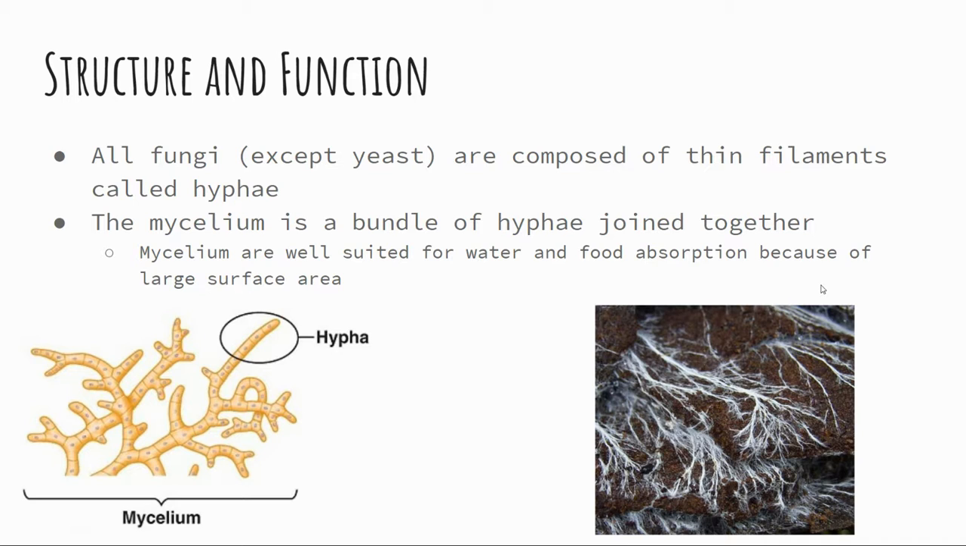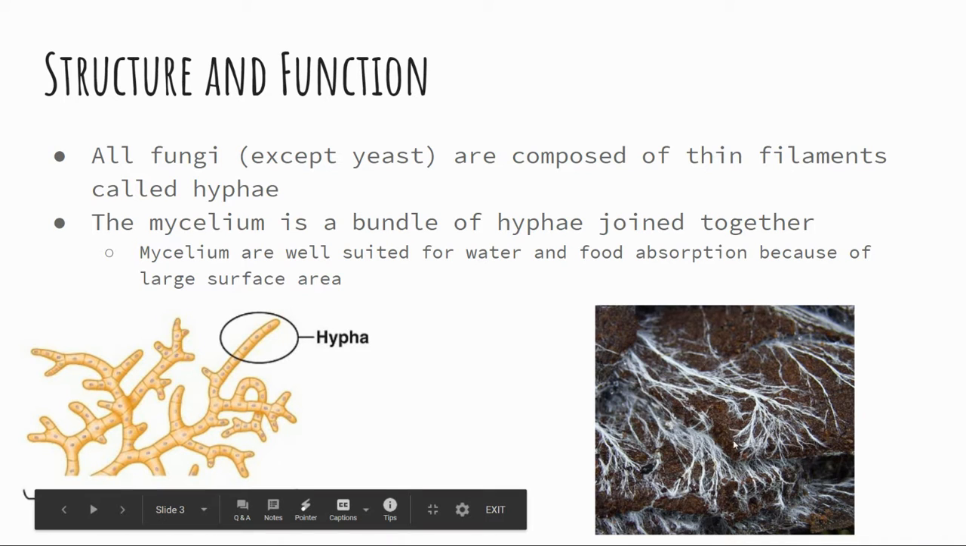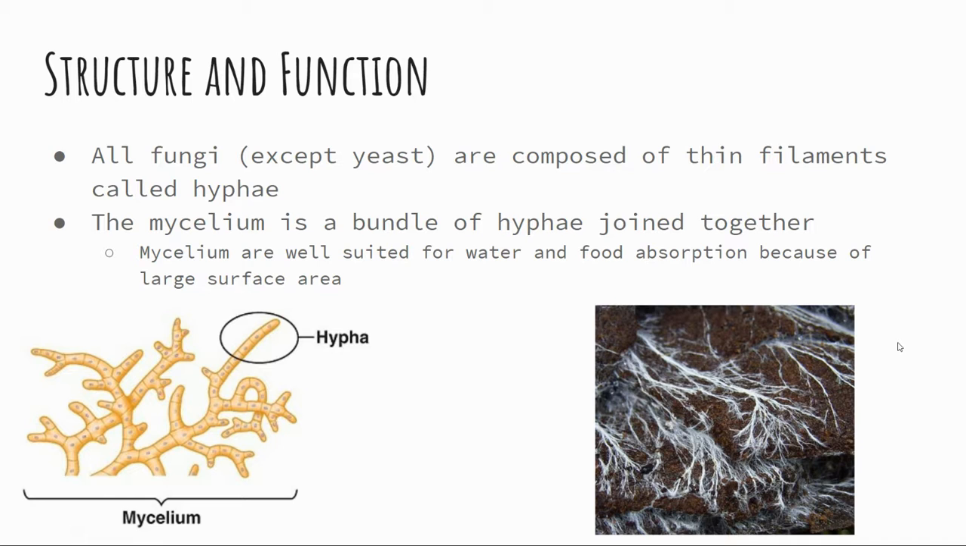Structure and function. So all fungi, with the exception of yeast, are composed of thin filaments called hyphae. And a mycelium is a bundle of these hyphae joined together. Myceliums are well suited for water and food absorption because of the large surface area. So in an individual little extension of this white, looks like spider web type thing, is a hyphae, and all of it together is a mycelium. And these will spread out over large areas to absorb water and other nutrients that the fungi will need.